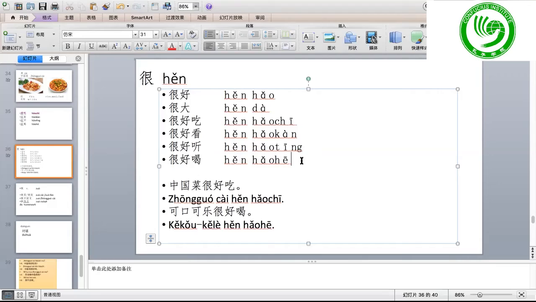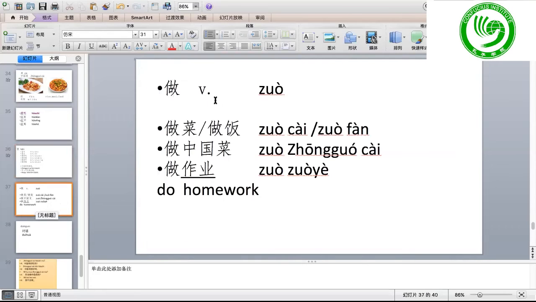石老师很喜欢喝咖啡。你呢？How about you? 你呢？咖啡很好喝。Okay, now I give you some examples with 很 and this one. 中国菜很好吃。Do you think so? Okay, please read this sentence. 中国菜很好吃。And the last one. I'm gonna read it for you. Please guess what is really good. 可口可乐很好喝。可口可乐很好喝。So 可口可乐 is yes, Coca-Cola. Do you think so? Okay, next one.